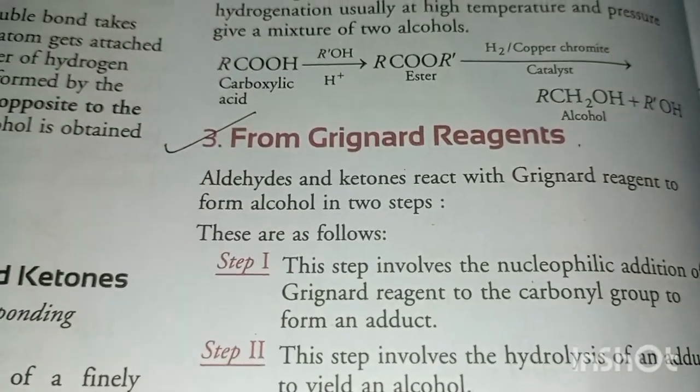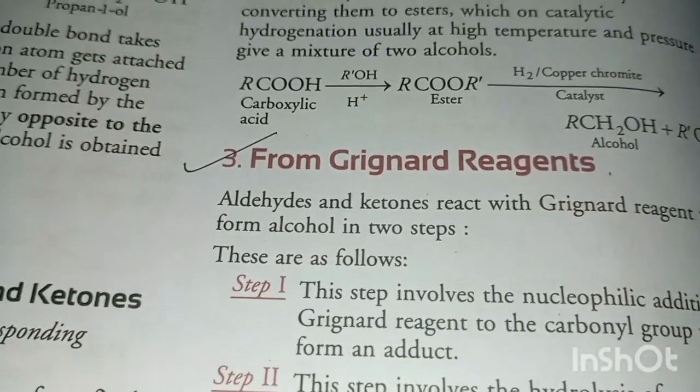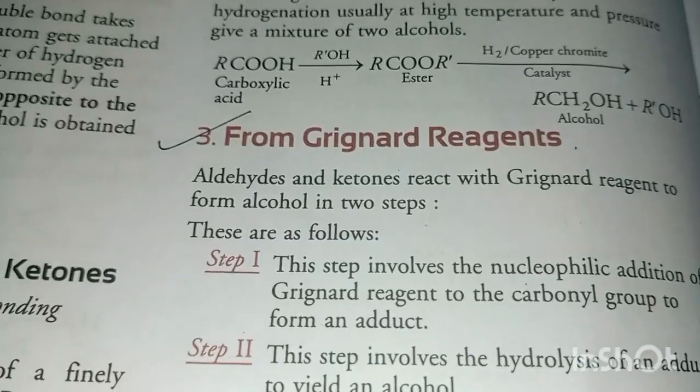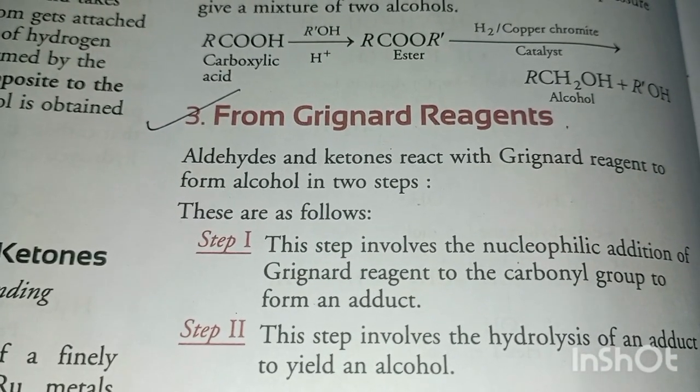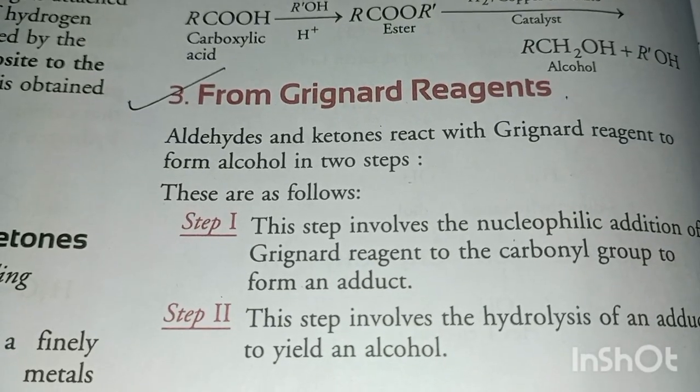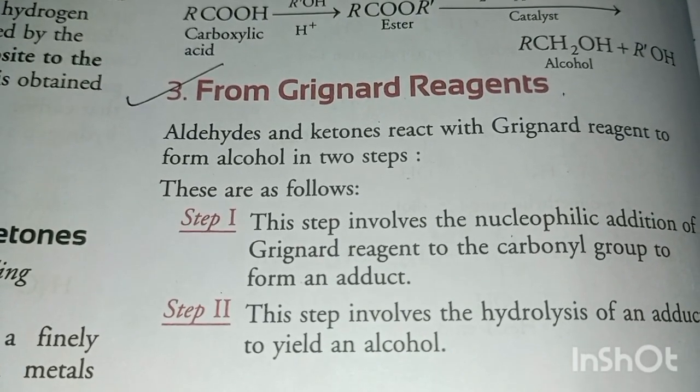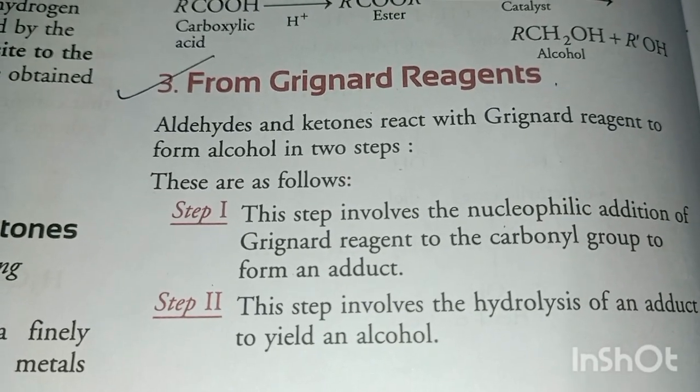Next method of preparation of alcohols is from Grignard reagents. Aldehydes and ketones react with Grignard reagent to form alcohols in two steps. Step 1 includes the nucleophilic addition of Grignard reagent to the carbonyl group to form an adduct. The second step involves the hydrolysis of that adduct to yield an alcohol.